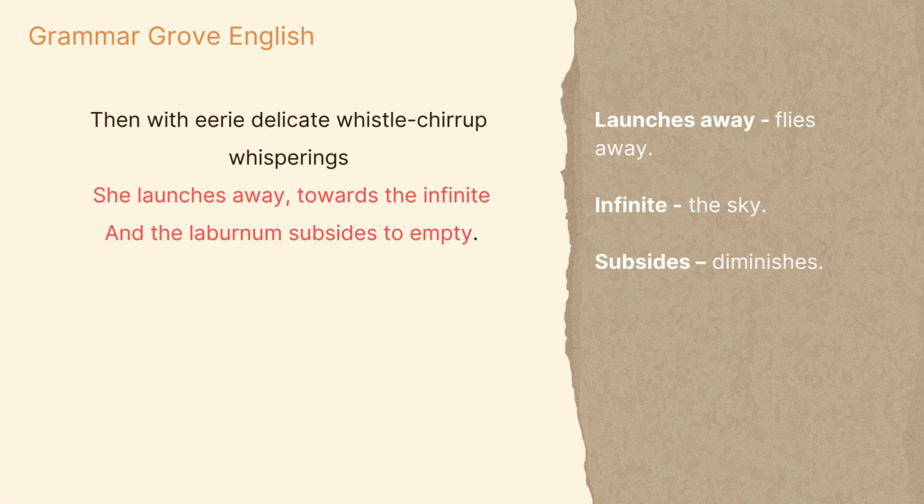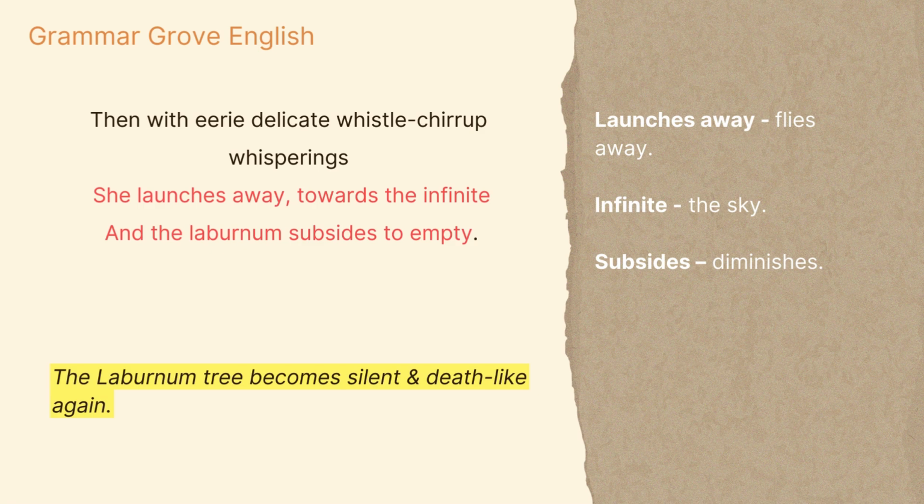She launches away towards the infinite. And after that, she again launches away, as in flies away, towards the infinite. The infinite meaning the sky. So she again flies away in the sky, and the laburnum subsides to empty. So again, as soon as the bird goes away, the laburnum top, the tree, again becomes empty, again becomes death-like. As soon as the bird goes away, the baby birds, her young ones, fall silent. Therefore, the tree also falls silent. It again becomes death-like. Did you understand the poem? It deals with the relationship between the goldfinch bird and the laburnum tree.